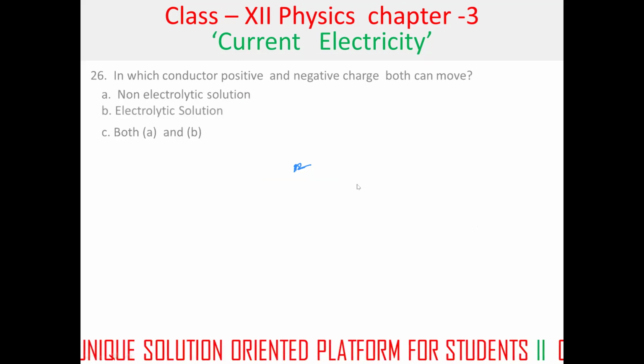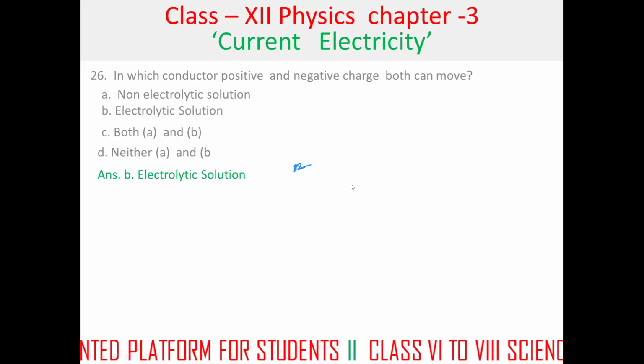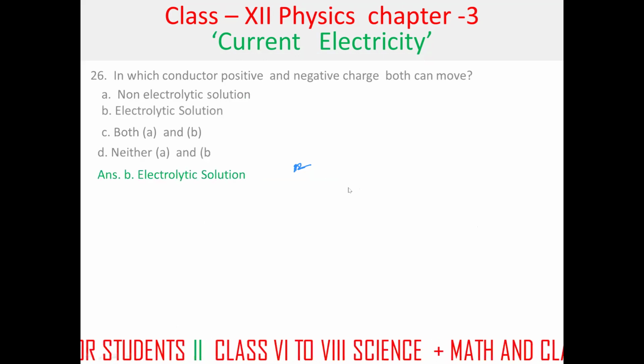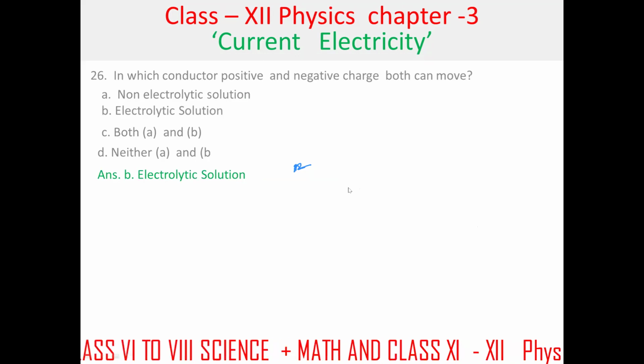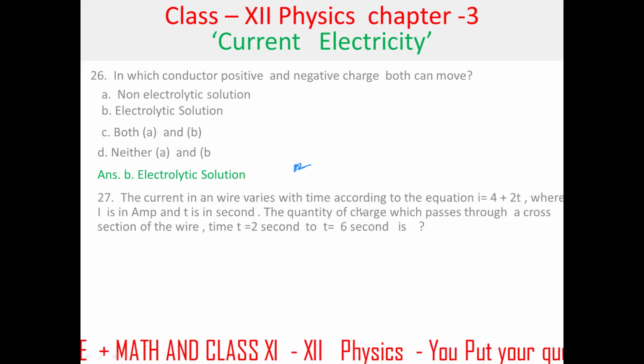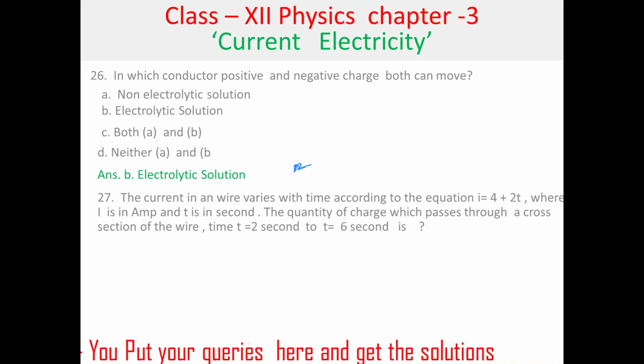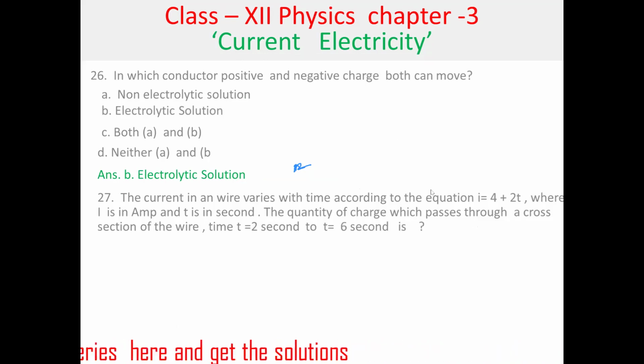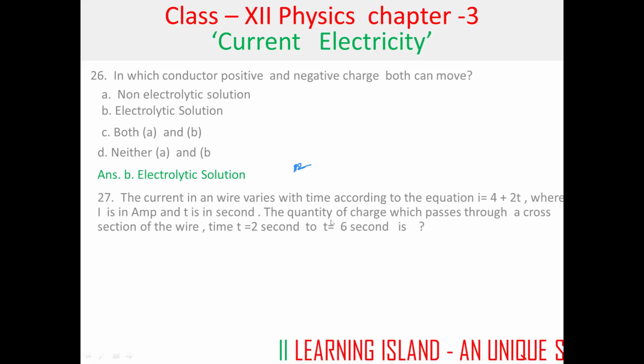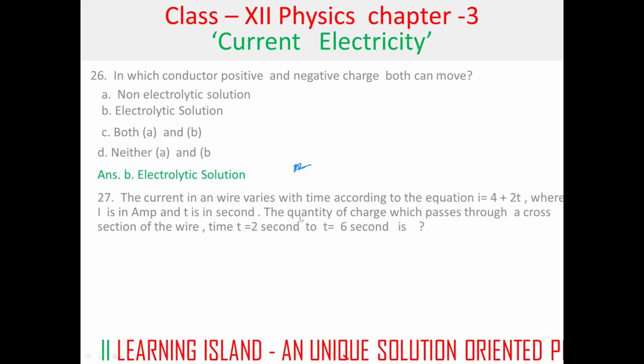Options are, the option is electrolytic solution. Okay, no need to explain, I think. Now the next question: the current in a wire varies with time according to the equation I = 4 + 2t, so there is a variable current.